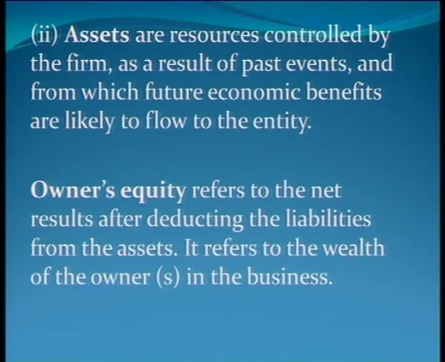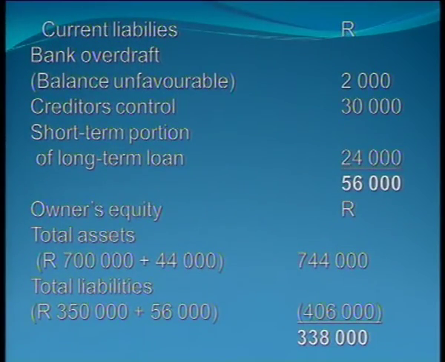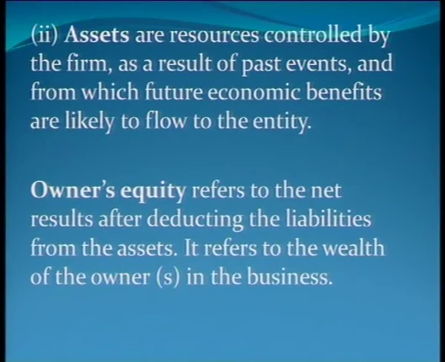Your owner's equity refers to the net results after deducting the liabilities from the assets. It refers to the wealth of the owners in the business. Let's look at your owner's equity. It is the total amount that you have, your total assets, minus your total liabilities. After deducting all your liabilities, then you'll have owner's equity. It's clear that from our calculation of owner's equity below that the definition is explaining the same thing. It refers to net results after deducting the liabilities from our total assets.